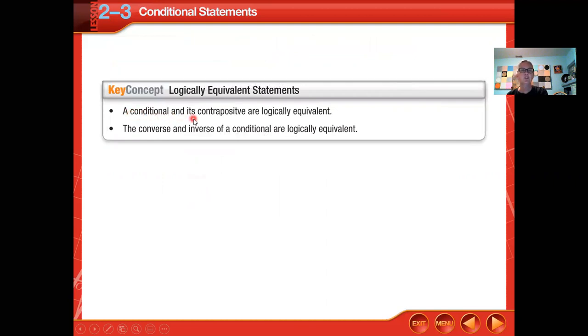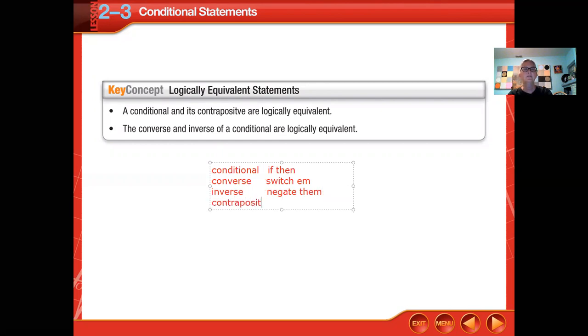So here we go. The original thing that you start with is the conditional. That's the if-then statement. And then the next thing that you do is you have the converse. That's when you switch them. And then you have the inverse. That's when you negate them. And then you have the contrapositive. And that's when you both switch and negate them.